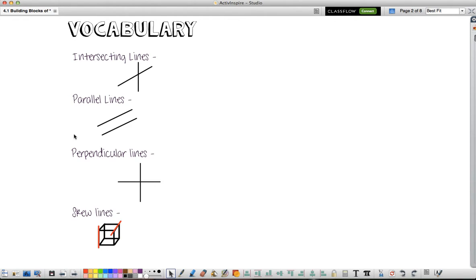All right, so intersecting lines. Remember, a line goes on forever in both directions, and lines do not curve. Once they curve, they're no longer lines. So intersecting lines are lines that have exactly one point in common. So again, here would be a good example of intersecting lines.